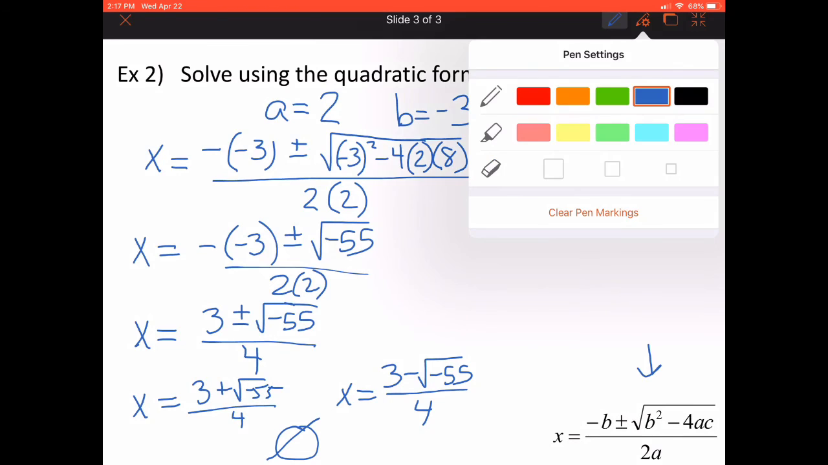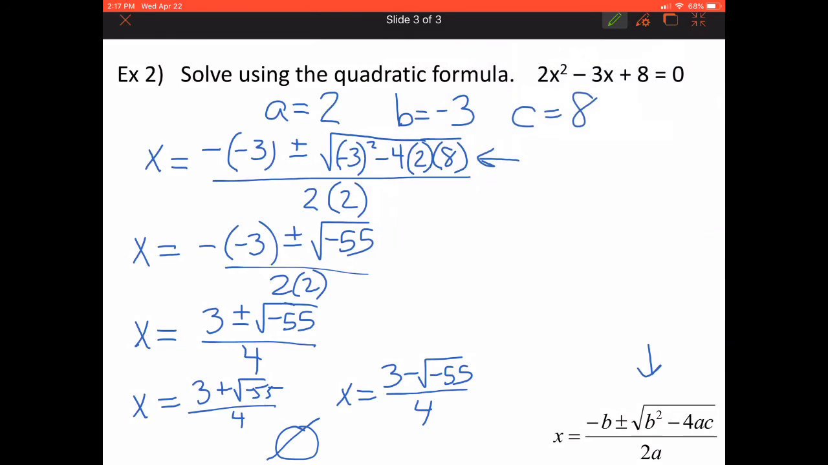We actually could have even stopped the problem back up here, and we could have said no solution at this point, because as soon as you see a negative under the square root, we cannot have that. There are no numbers for x that would make this equation true.